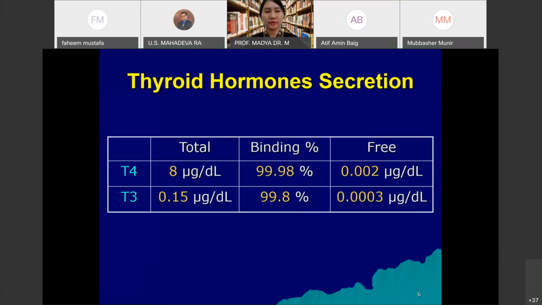So for the transport of the thyroid hormone, as basic knowledge, total form of T4 is 8 microgram per deciliter and for T3 is 0.15 microgram per deciliter, and their bound form is more than 99%, as you see in the table. Free form, which is the more active form, which has the effect on the target cells, is 0.002 microgram per deciliter. Bound form is 0.003 microgram per deciliter.